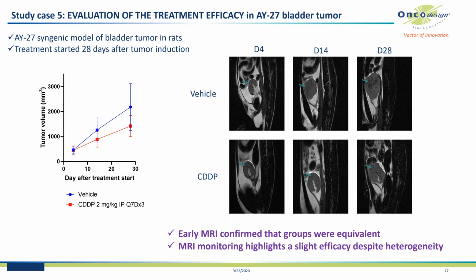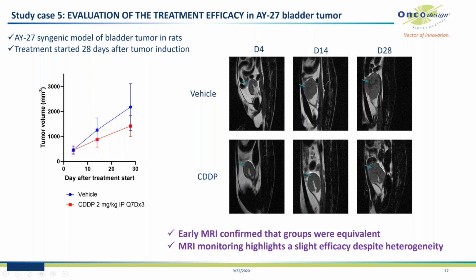In this other example of a bladder tumor model in rats, these images are more difficult to interpret. So here you have the bladder of the rat, here the spine, and the gray part is the tumor part, and the white one is the normal bladder part.